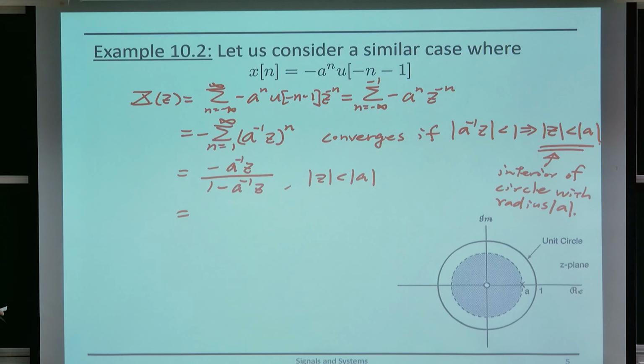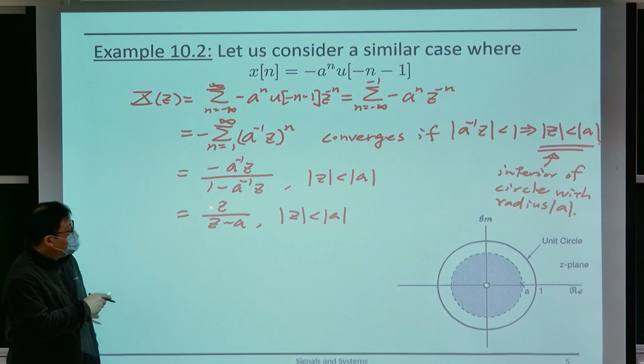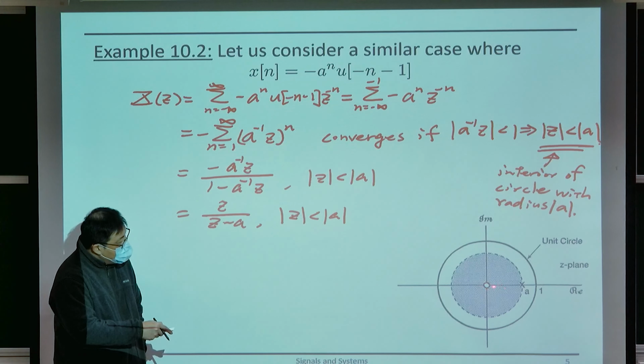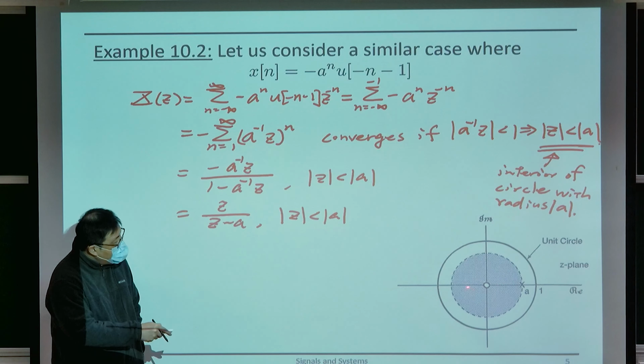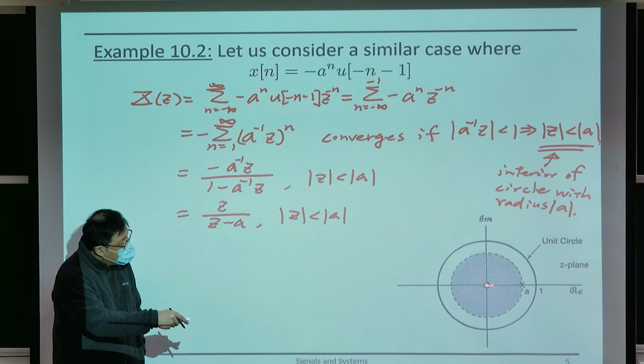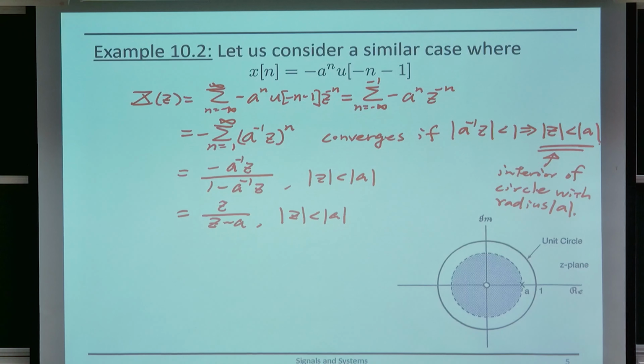Now I can multiply both numerator and denominator by a, so I get z here, and I get a minus z, and I can flip it around because of this minus sign. So eventually I get z over z minus a for a region of convergence that is in the interior of the circle with radius a. Okay? So again, you see that there is a circle, there is this 0 at the origin and a pole at a, but now the region of convergence is the interior. Okay?